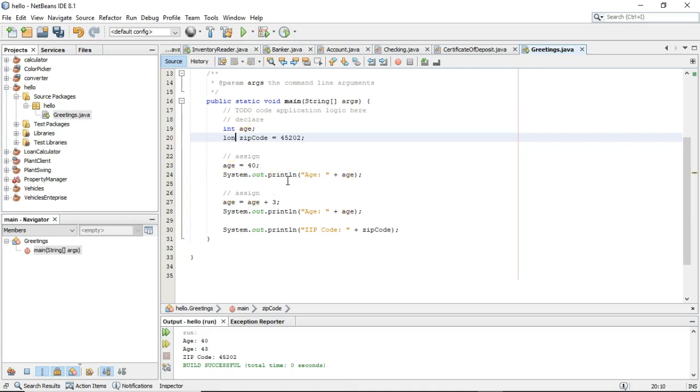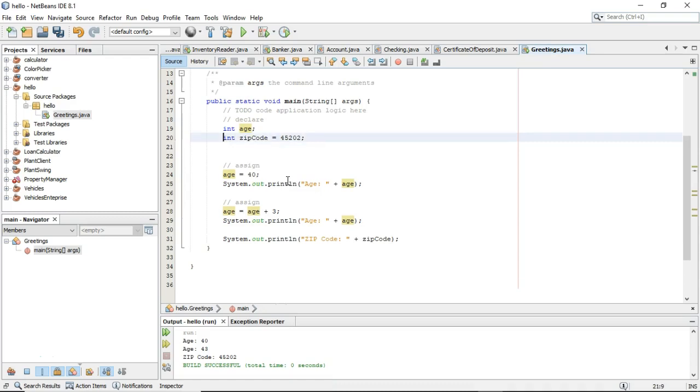Can we make it a long? Yep, we can make it a long. Can I make it a double? I can make it a double. I wouldn't recommend that because it's a whole number type, so double kind of feels like overkill. But you see, I can make that type a double. Can I make it a float? I can make it a float. Can I make it a Boolean? I can't make it a Boolean because a Boolean needs to be either true or false.